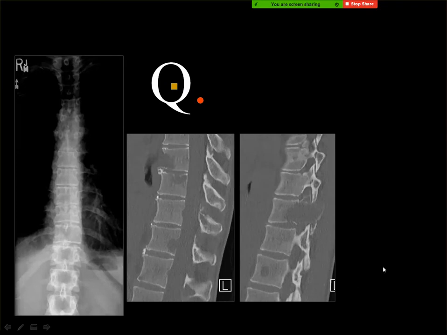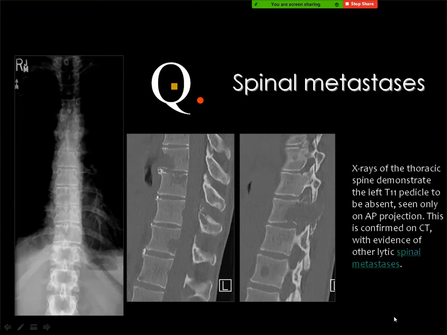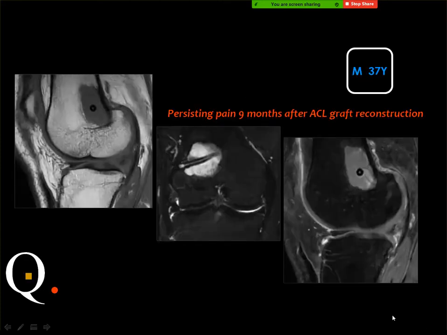Metastasis. Yes, and this is an easy case where you got an osteolytic lesion and another one, another one, another one, and you may see here the absent pedicle sign, and these are diagnostic of metastatic deposits.